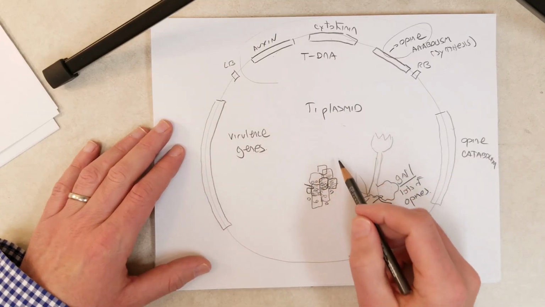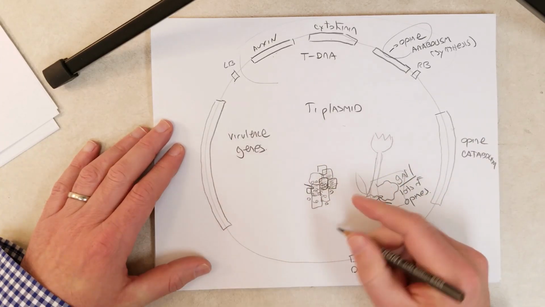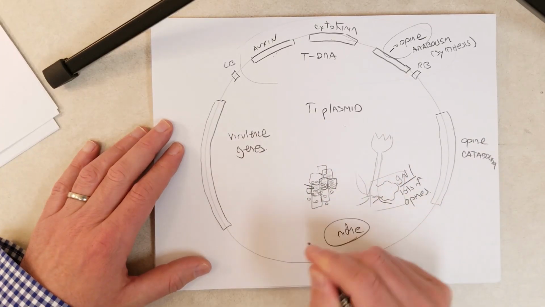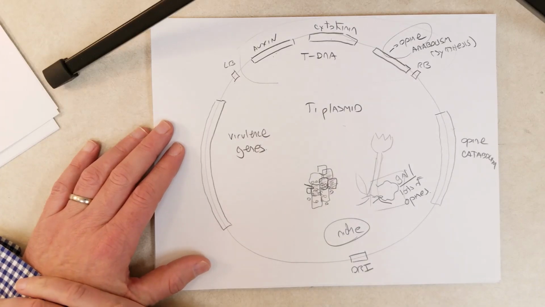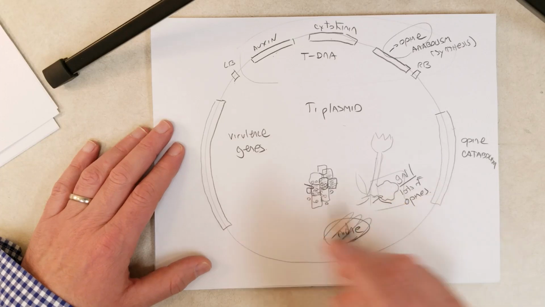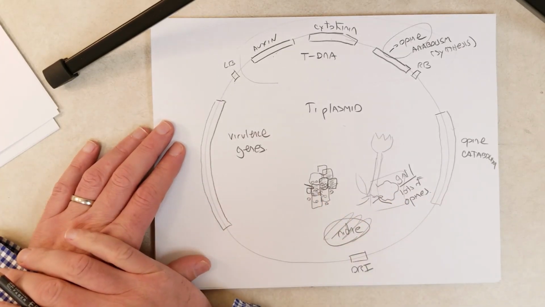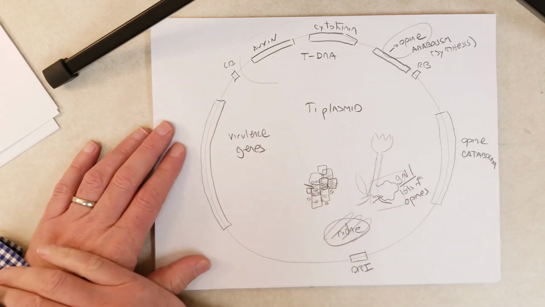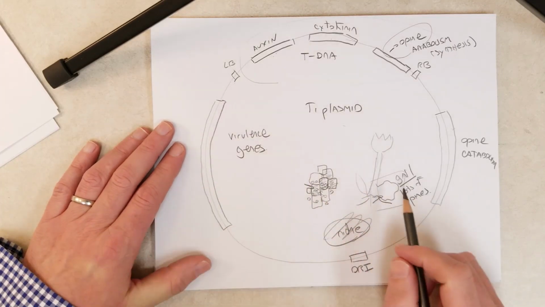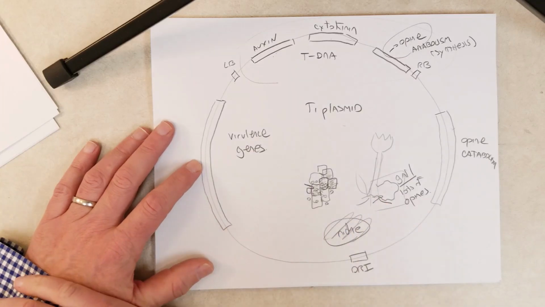So essentially Agrobacterium has made itself a perfect little home, or niche would be the biological word. I like home though, right? Perfect home for itself to make lots of Agrobacterium, lots of daughter cells. It's got a food source that only it can use. So, you know, it's really happy. And it did this by genetically engineering the plant genome.